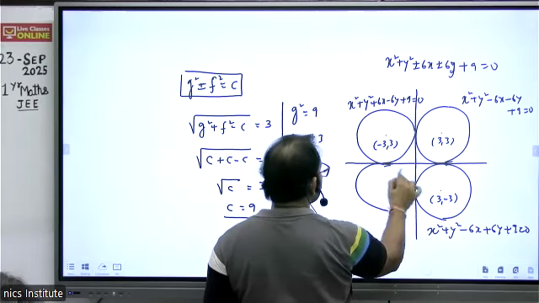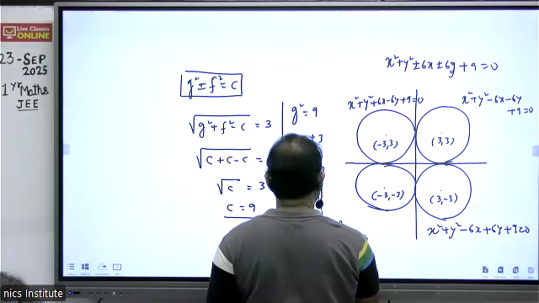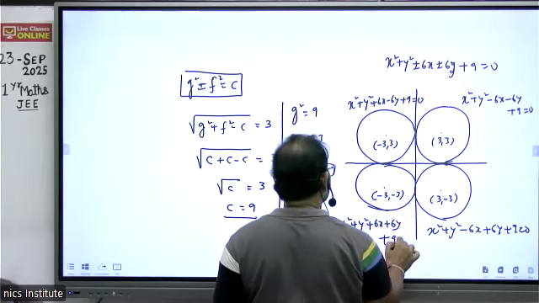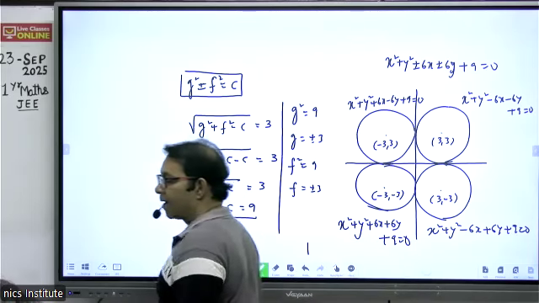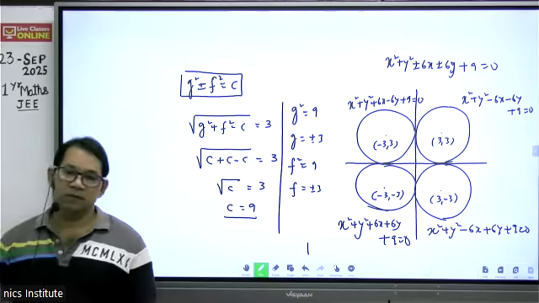And what about this? -3, -3. This would be plus plus. x² + y² + 6x + 6y + 9 = 0. So 4 circles.